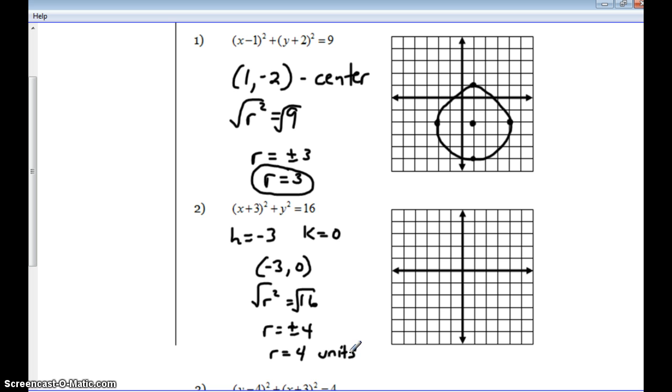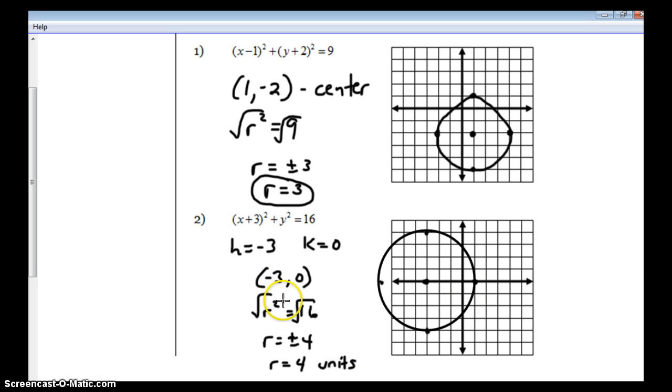Go ahead and pause the video and try to graph number 2, and then bring it back. When you went to graph it, you should have a point at (-3, 0), and then you would have counted 4 units in each direction and put a dot. Then you do your best to draw a circle. Notice how the smartboard circle is drawn very neat. Feel free to use a protractor if you're challenged with circles like me.